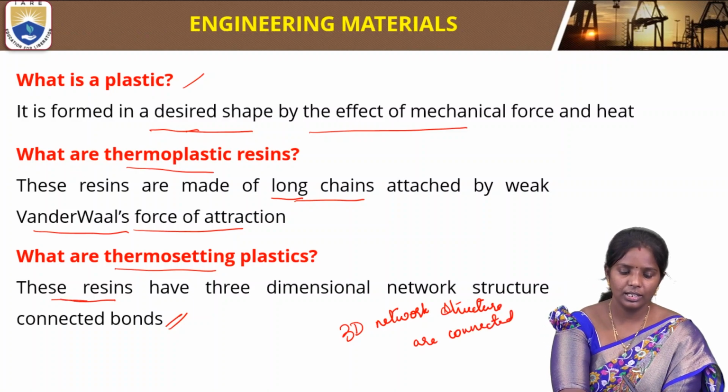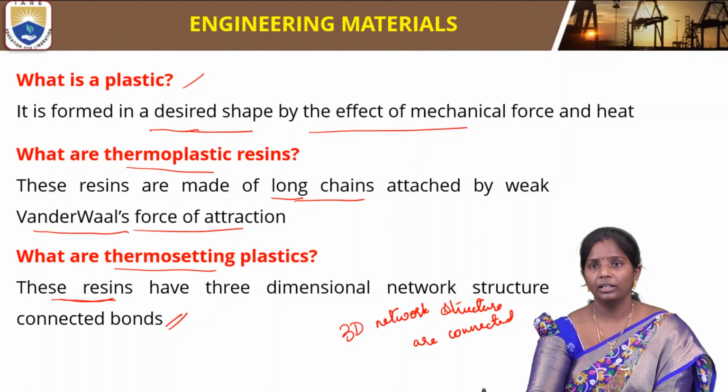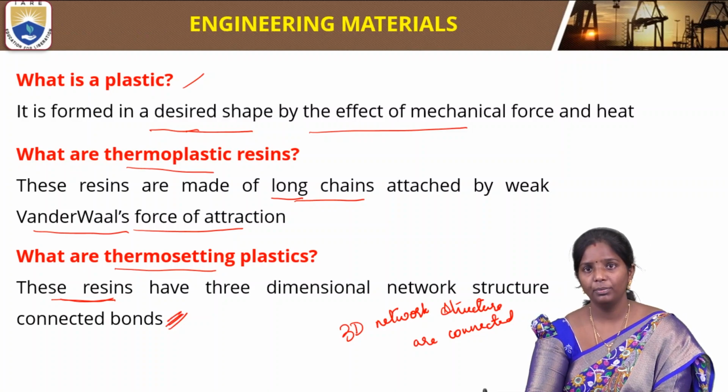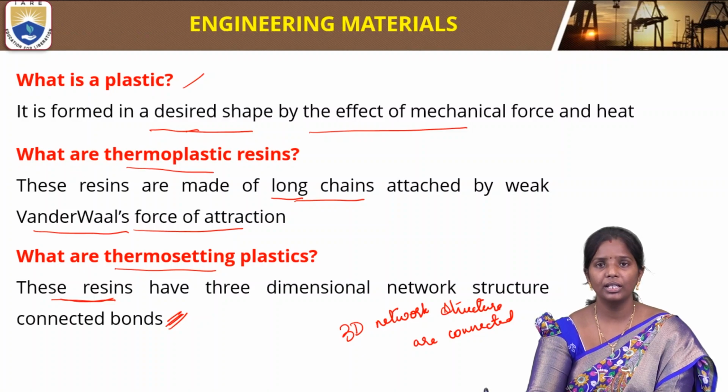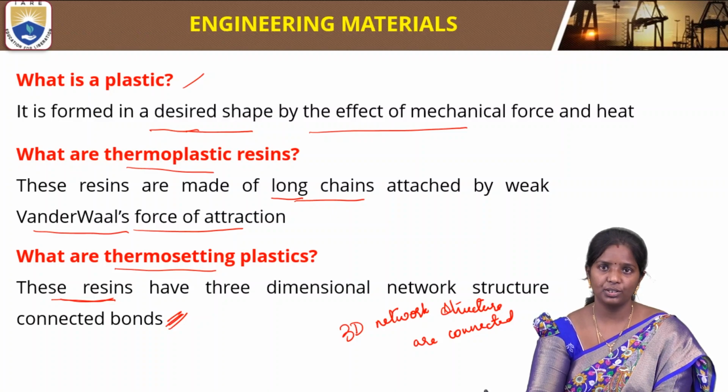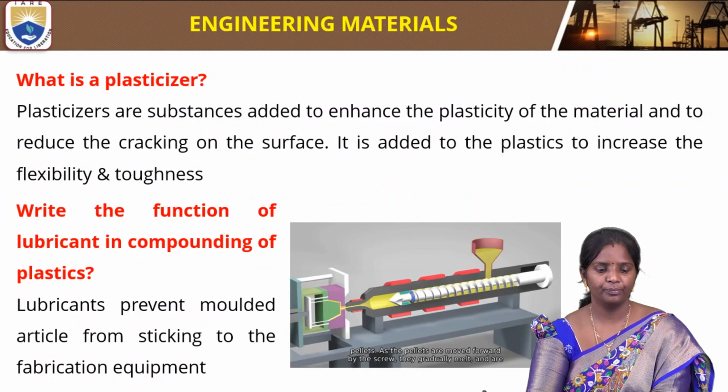Okay, so these resins have a three-dimensional network structure connected with bonds. So they will be thermosetting plastics. Upon heating, they undergo permanent deformation of shape and cannot come back to their original shape. So they are thermosetting plastics.